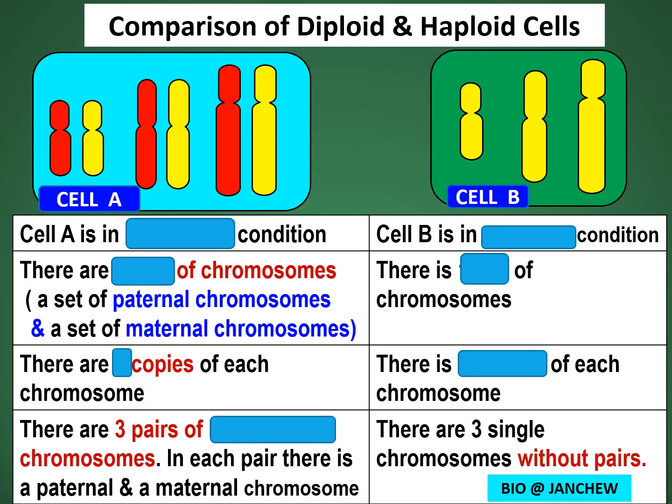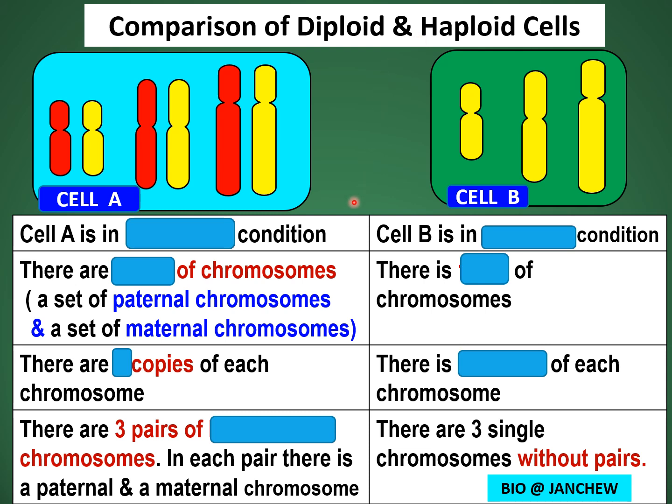Now, to reinforce our understanding, let us make a comparison of a diploid and haploid cell. The aim here is to learn to use the terms in the right way. For example, the cells can be termed as diploid or haploid cells, but we cannot say diploid or haploid chromosomes. Some students write diploid or haploid chromosomes. There is no such thing as haploid chromosomes, but they're haploid cells. So make sure you use the terms correctly.